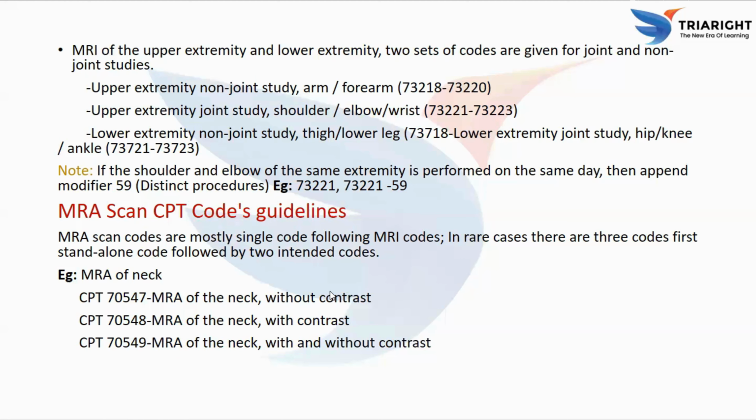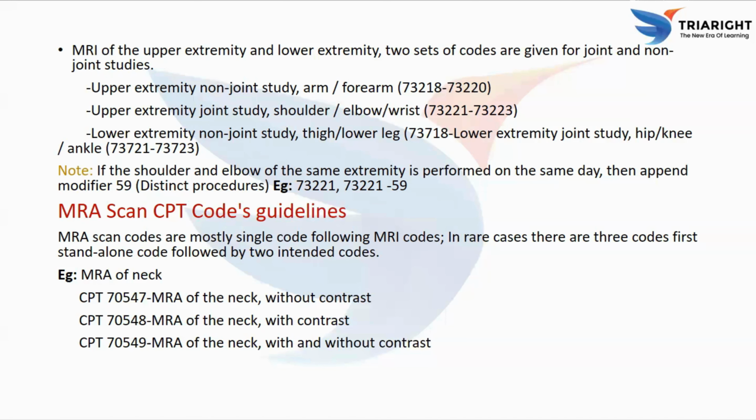So what is the rare scenario here? In rare cases, there are three codes: first a standalone code followed by two indented codes. This usually refers to complex vascular imaging, where one code represents the primary MRA and additional codes represent the separate vascular territories. This is advanced billing and usually follows payer-specific guidelines.